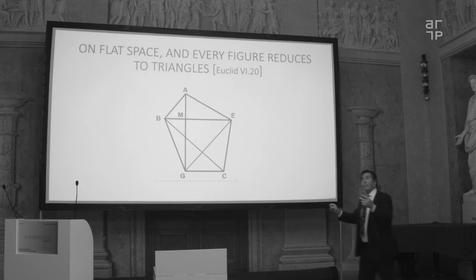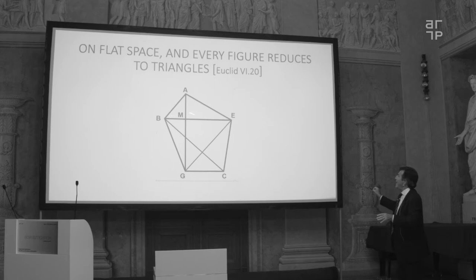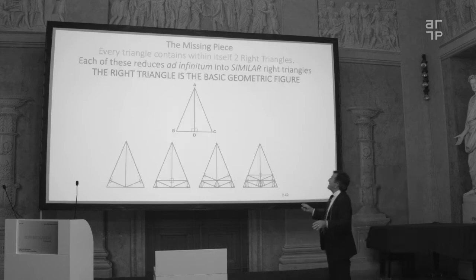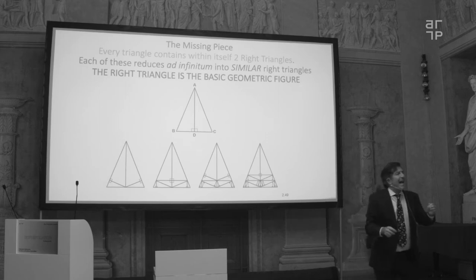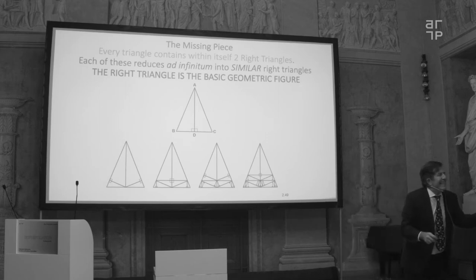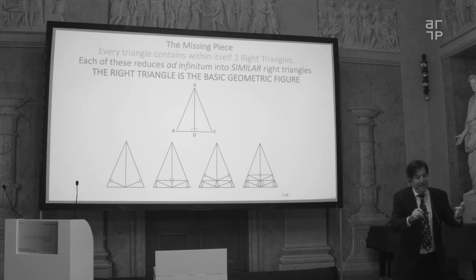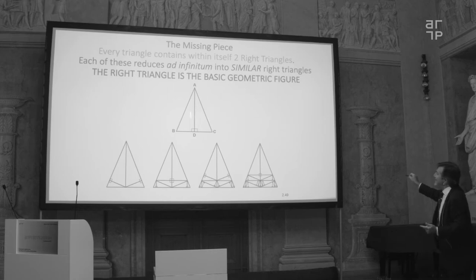Now he knows already from Egypt that every figure on a flat surface divides into a number of triangles. Add up the area of each of the triangles, and you know the area of the figure. Now the missing piece. He knows that the triangle is the basic building block. He wonders, is there anything inside a triangle that would tell me something more fundamental? And he found it. He dropped the perpendicular, and he realized that inside every triangle were two right triangles.